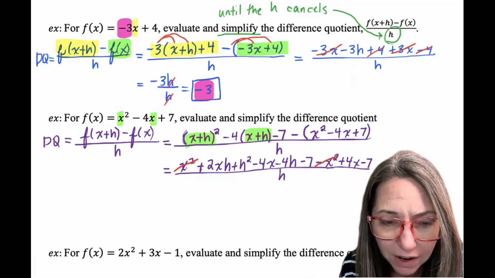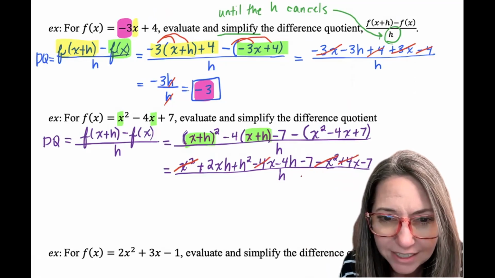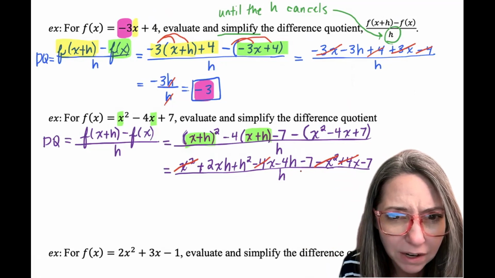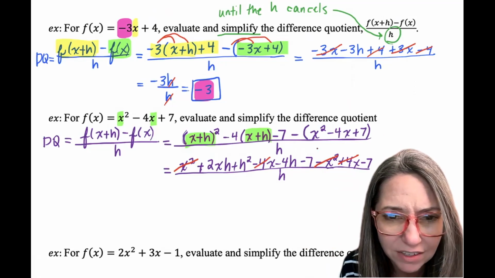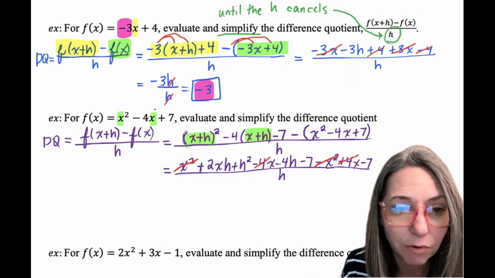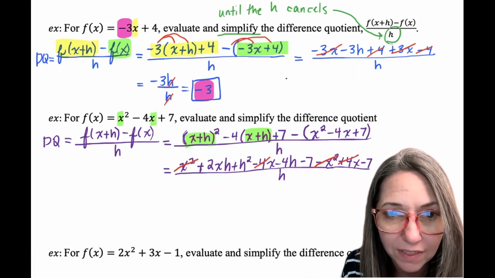Let's see what else we have. We have -4x plus 4x. Oh, and I think I may have made a mistake here because my 7s are not canceling, but they should. And I do see the mistake right here. -4x plus 7. That should actually be plus right there.